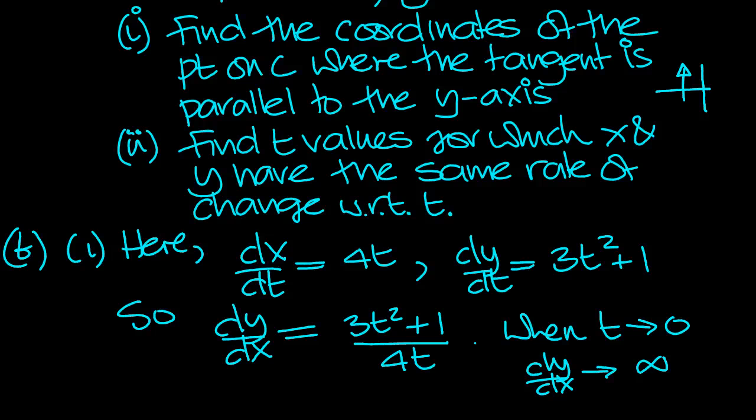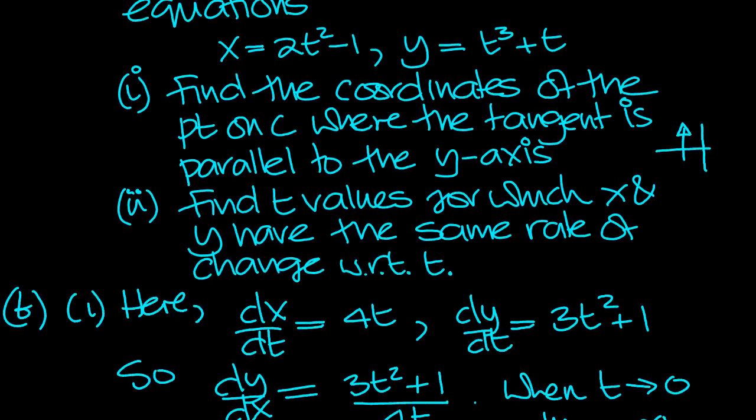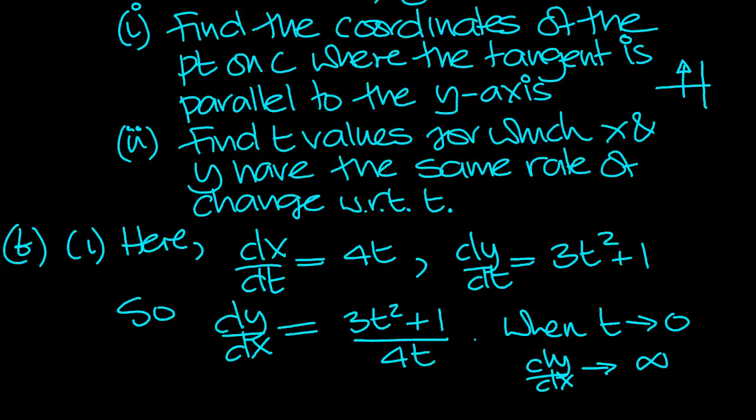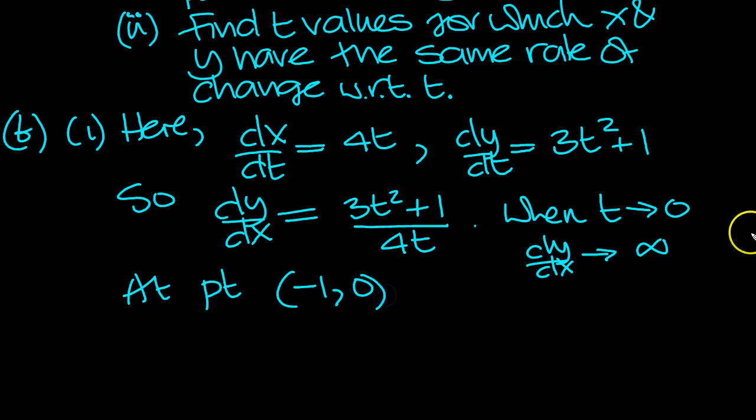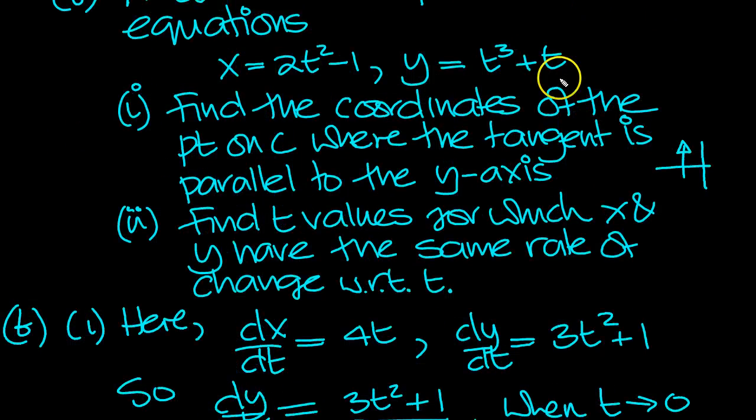So, okay, now find the coordinates when t is 0 then. We'll put 0 in here, you get y is 0, and you get x is minus 1. So it's at the point y is 0, x is minus 1. I'm going to check that again. y is 0 when t is 0, x is minus 1. Yeah, that's fine.